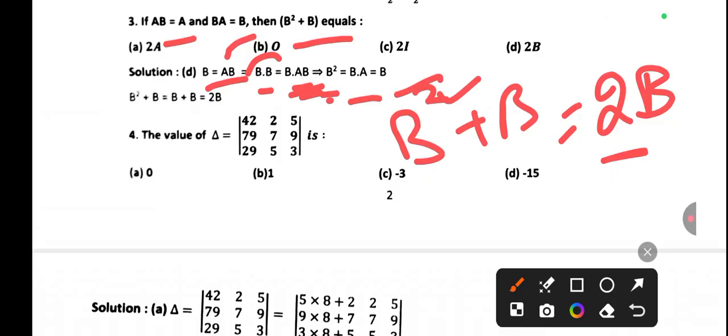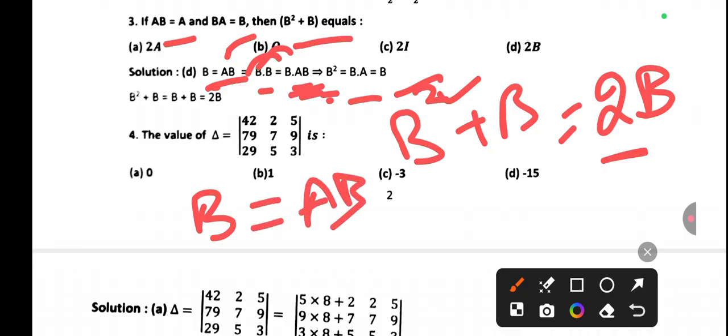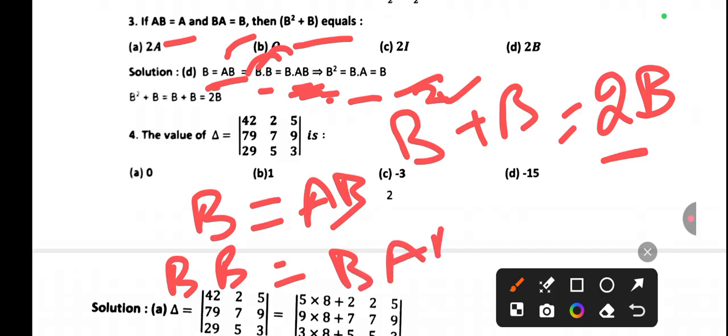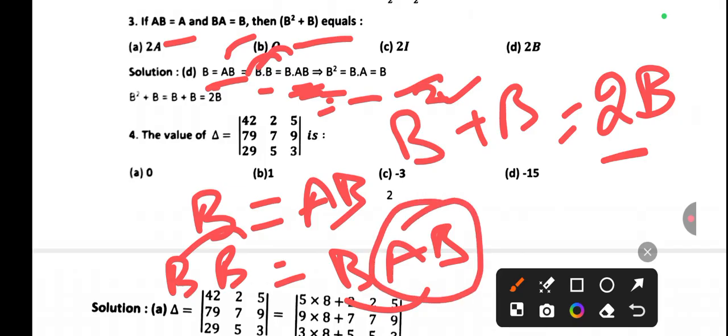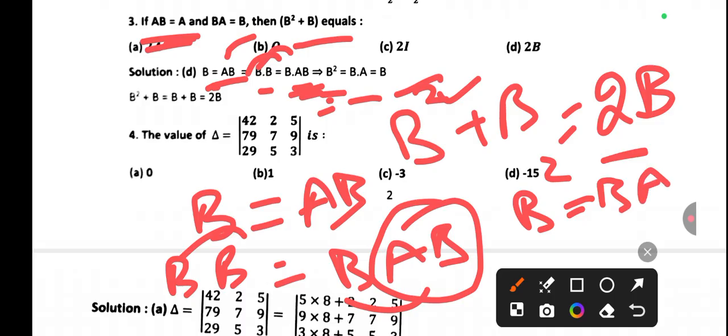So what we are doing: first we started with B equal to BA, then we multiplied, actually pre-multiplied. B equal to AB is there now. First you multiply B into B, B into AB. B into B is B square, B into AB is there. That way the AB value is A. Correct or not? In the question, the AB value is A. So B square equals BA.